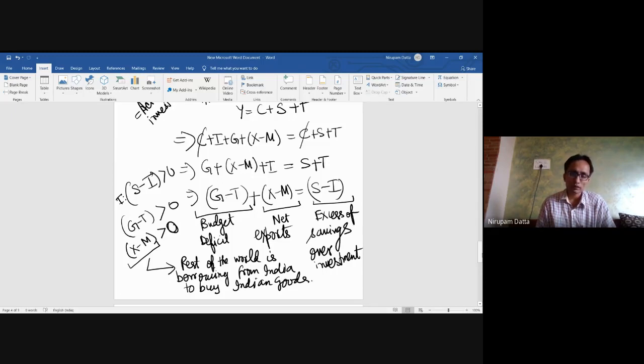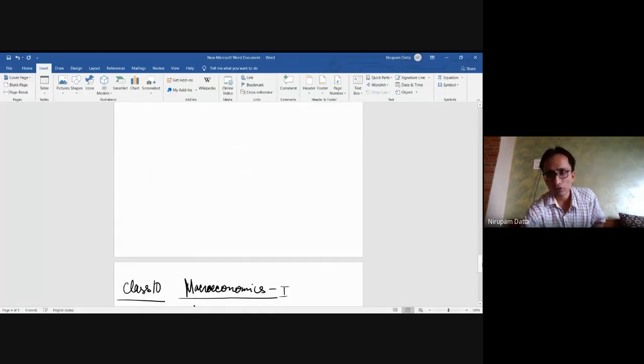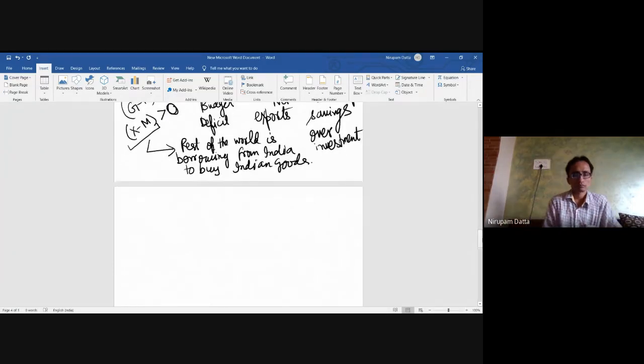And how is this borrowing financed for the rest of the world? This borrowing is financed by this excess of savings over investment by the domestic individuals. So both the budget deficit as well as net exports, that is, excess of exports over imports, are financed by the excess savings over investment by the domestic savers. So this is case 1. Now case 2.